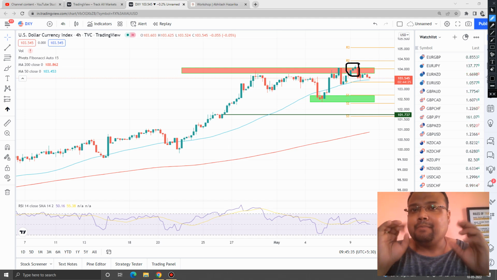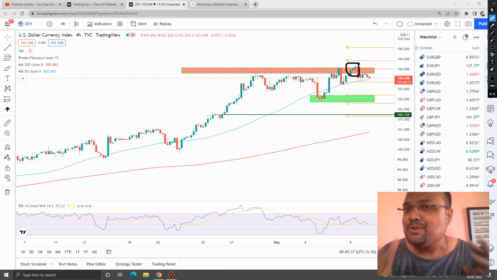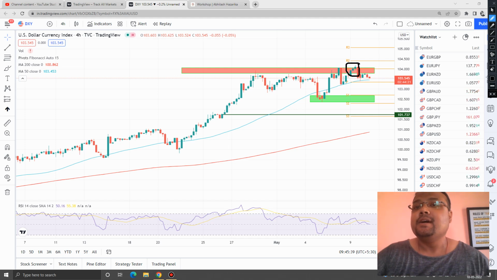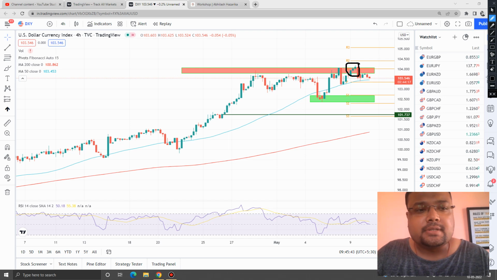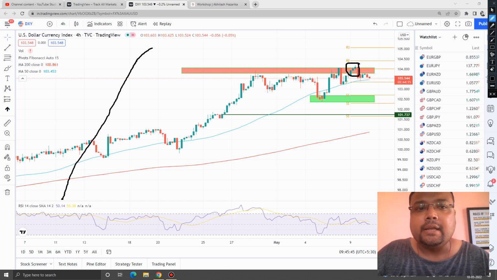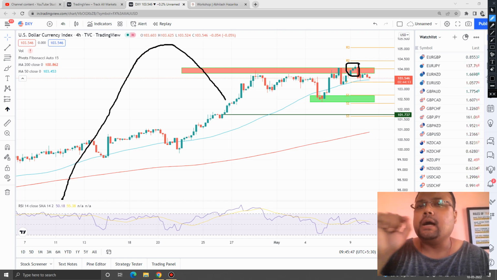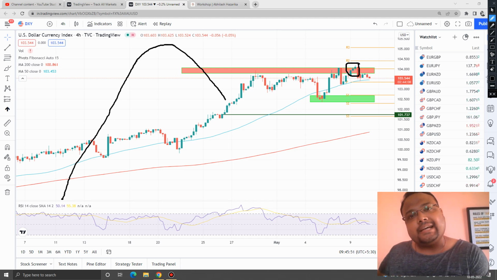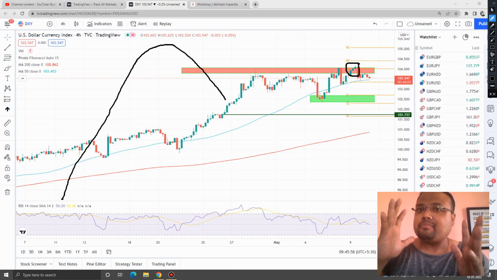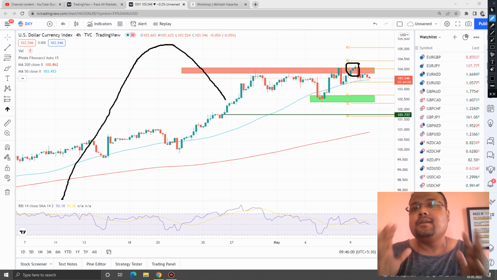But my dear friends, this is not a trend reversal. Do not make the mistake. Always keep in mind, for a proper trend reversal in an uptrend market, we need an inverted V pattern. Until you get the inverted V pattern, this is just a correction, not a trend reversal. So yes, right now correction is going on, but keep in mind that DXY is still very bullish.